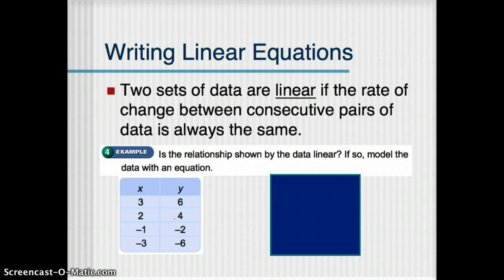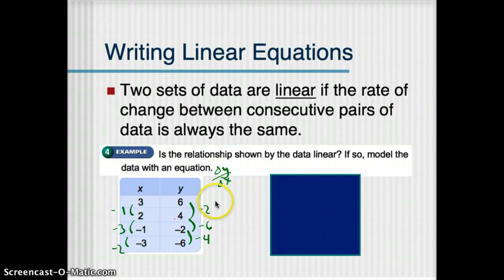So if I'm looking at it, first I want to check, does this have a constant rate? So it looks like here it's going down 2 and up 1. Here it looks like it's going down 6 and down 1. Down 6 and down 3. And here it looks like it's going down 4 and down 2. So it's skipping around a little bit, but if I look for the rate of change, remember that's rise over run, or change in y over change in x.